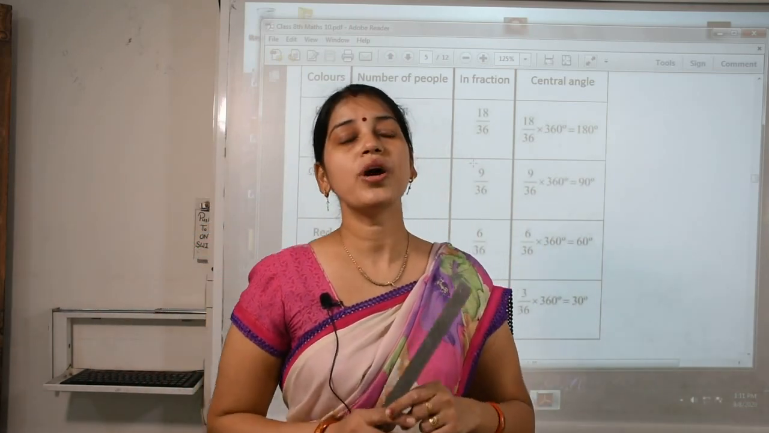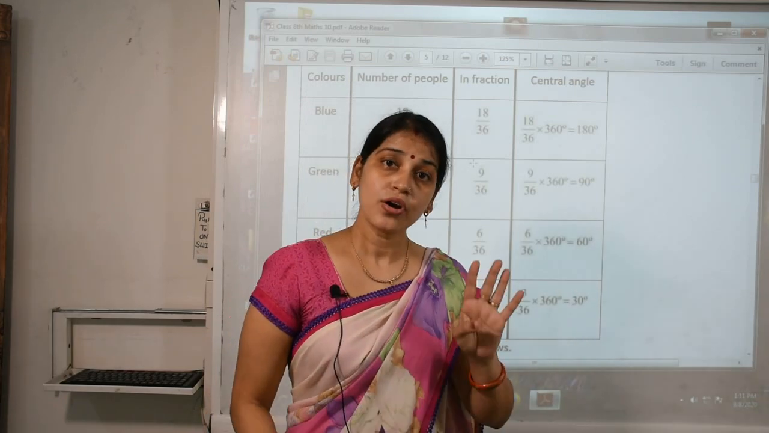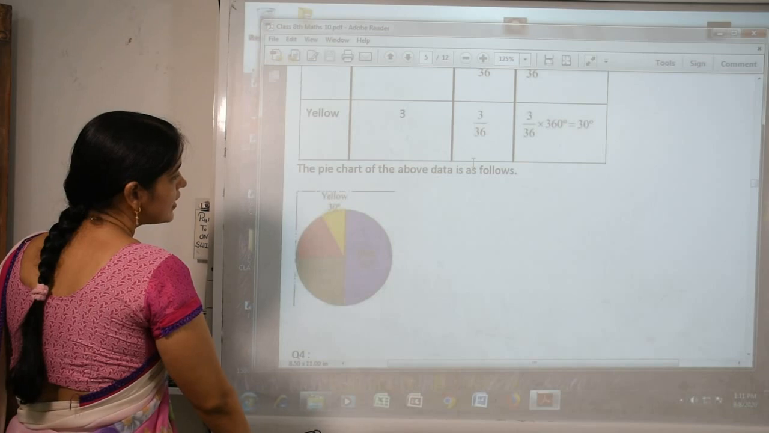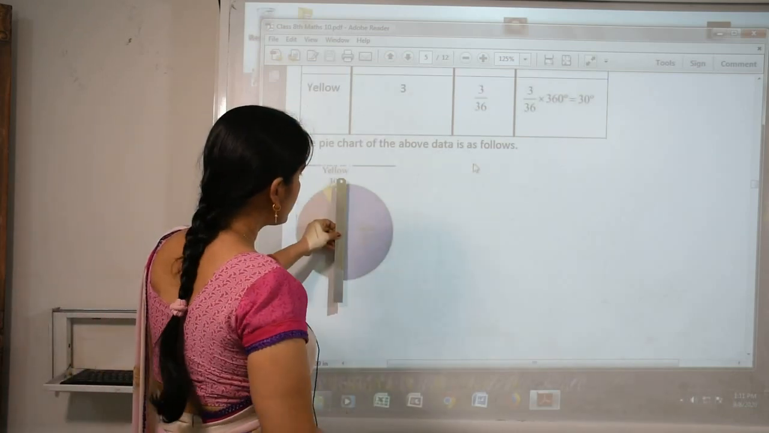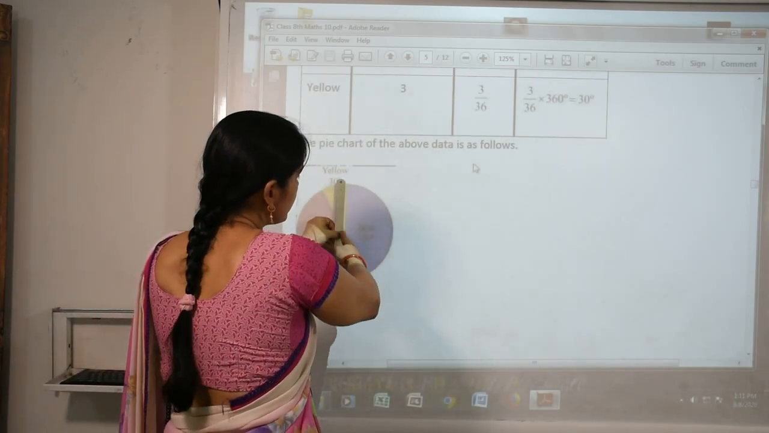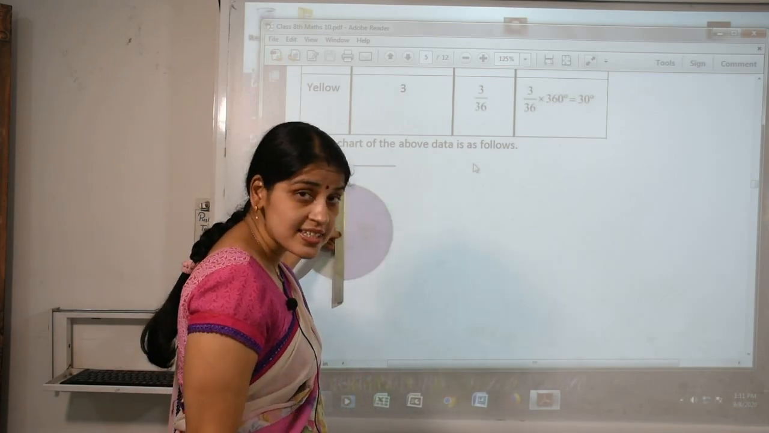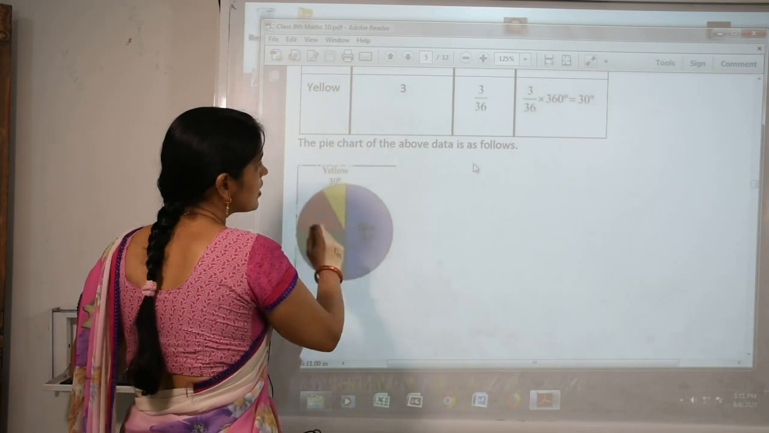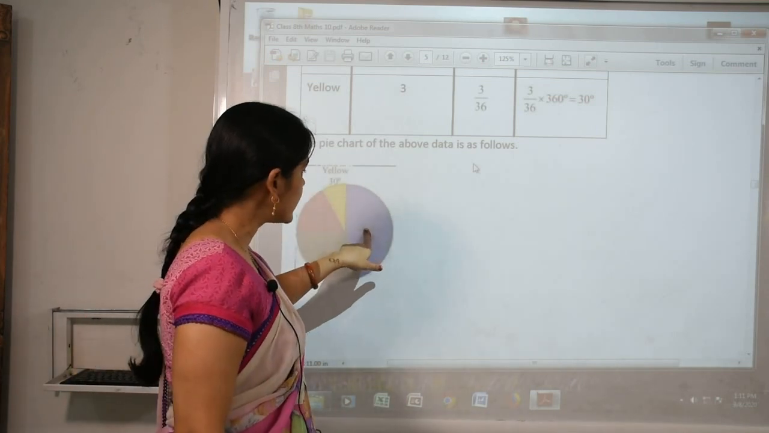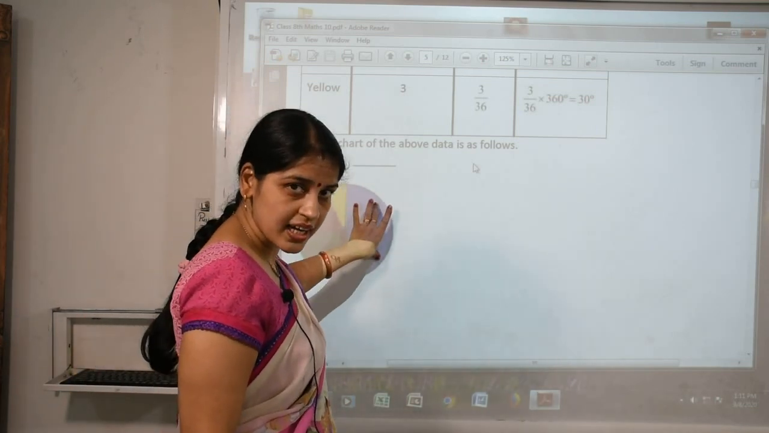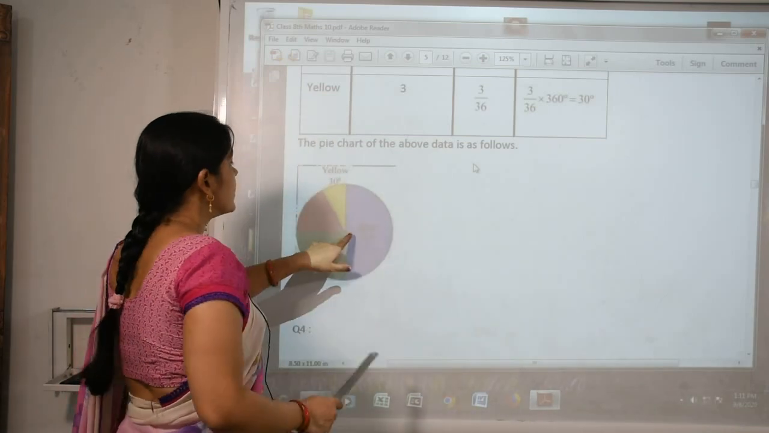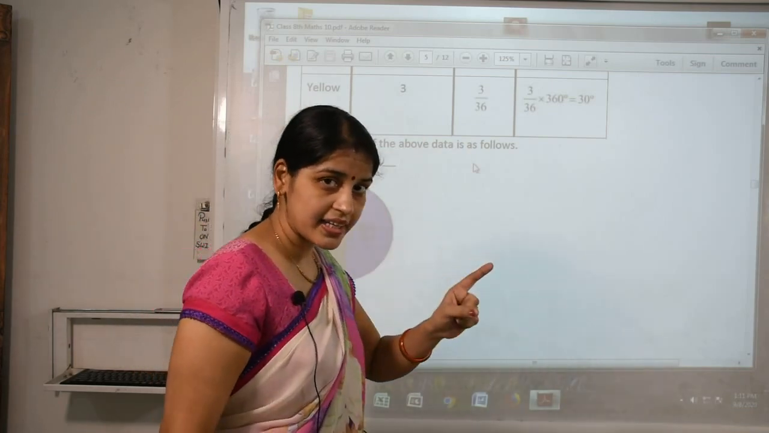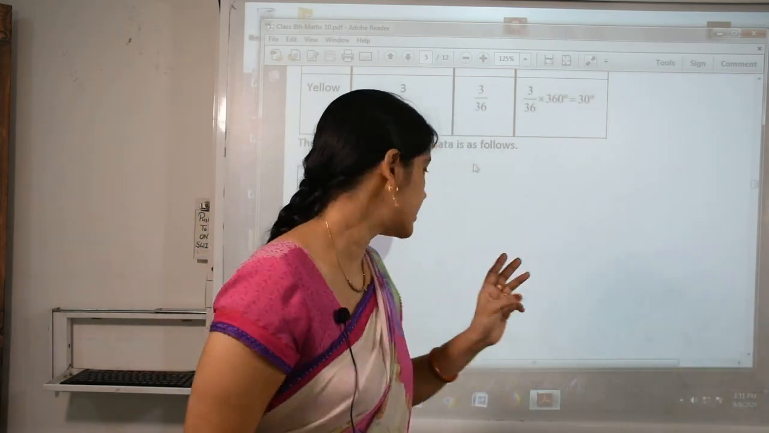Now in the pie chart, how many angles do you have to show? Four angles: 180, 90, 60 and 30. So first we draw a straight line, that is a straight angle of 180 degrees. This one is blue, so we write blue here and color it blue. Then in the remaining part there are three angles: 90, 60 and 30.